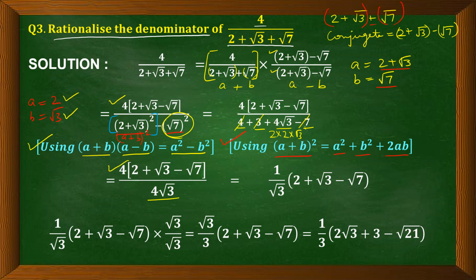In the numerator again the same thing, 4 and the conjugate, their product. And now if you observe, this 4 and this 4 will cancel. Now we are left with 1 upon root 3 and in bracket the conjugate, 2 plus root 3 minus root 7, right? Now again one irrational number we have over here.